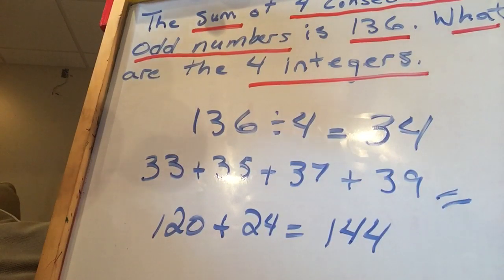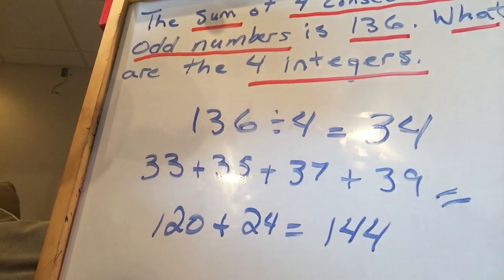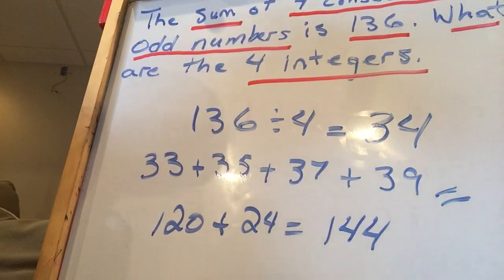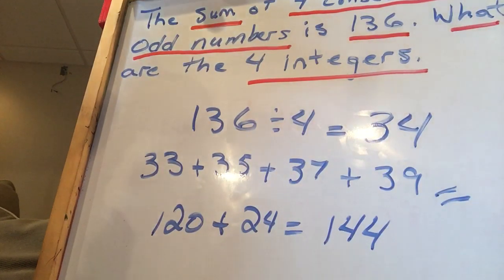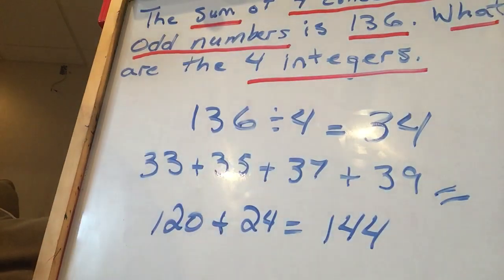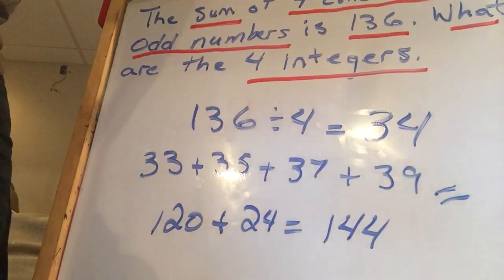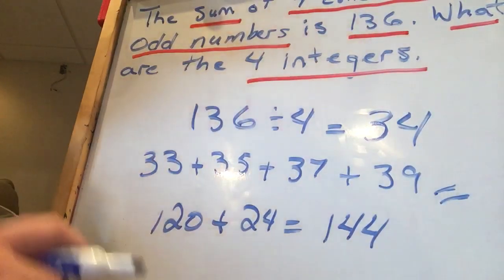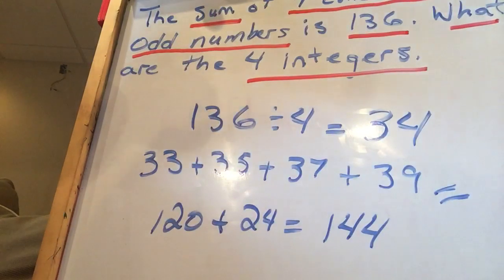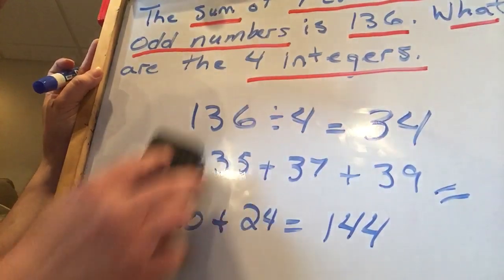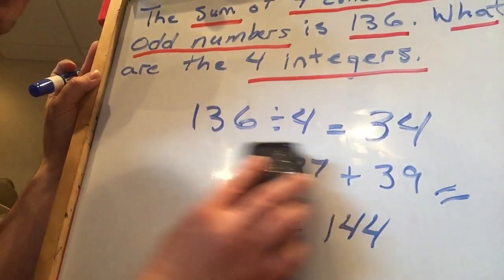If I take a look at my answer and what the question's asking me to do, I know that my total is supposed to be 136, not 144. So what I need to do is lower my numbers, because these ones were too high. I need to lower my numbers to get closer to the number we're trying to get at, which is 136.